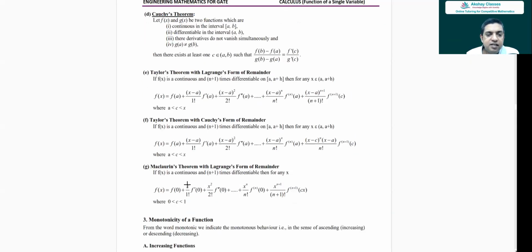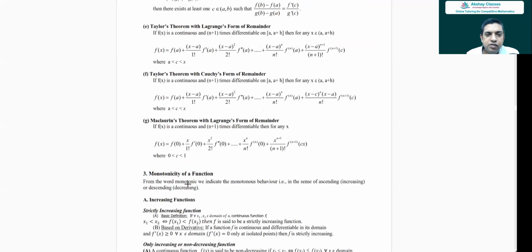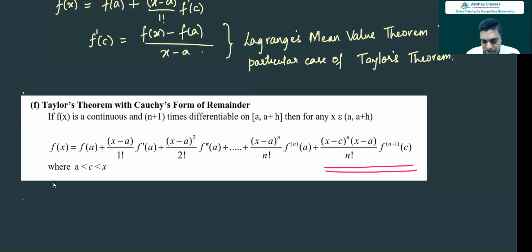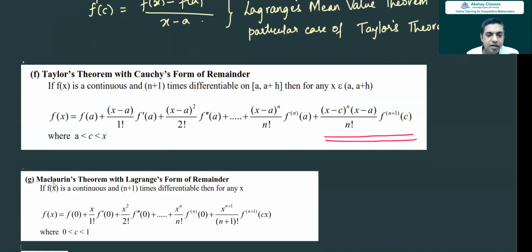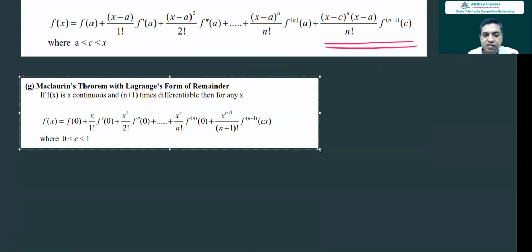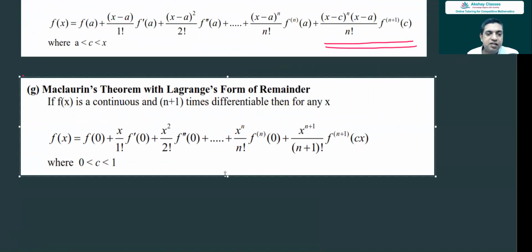Taylor's theorem expanded about x equal to a, we have seen that. Now the same thing, when we expand about x equal to 0, becomes Maclaurin's series. This becomes Maclaurin series, and this is a very important series for us.